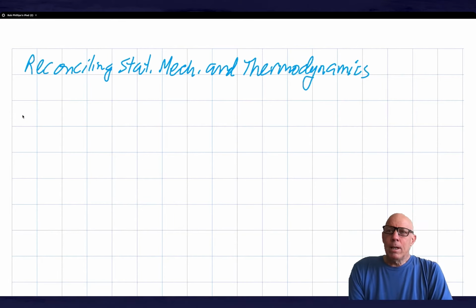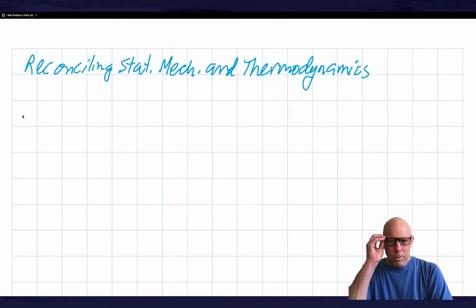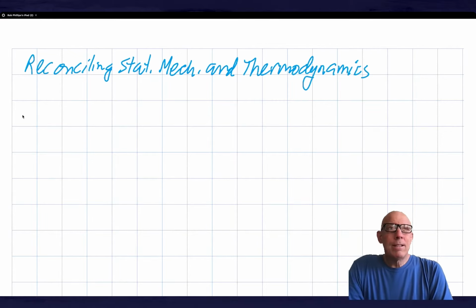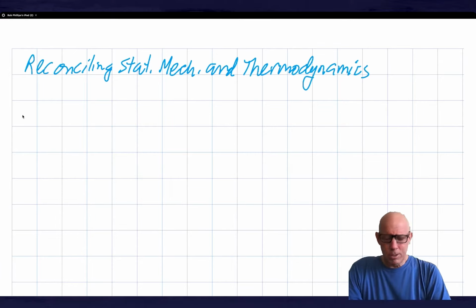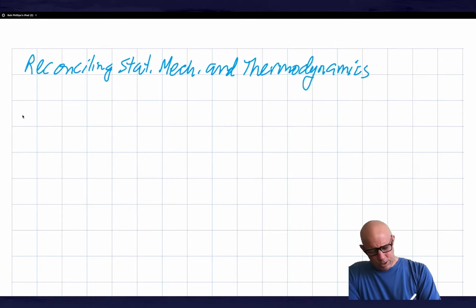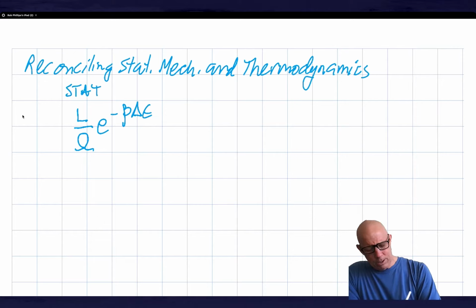Welcome back. As I've been thinking over the way that we've been handling binding problems and states and weights more generally, I realize that I've moved back and forth between a statistical mechanical description in which we wrote states and their corresponding weights, for example, in this language. And so this is the stat mech language.